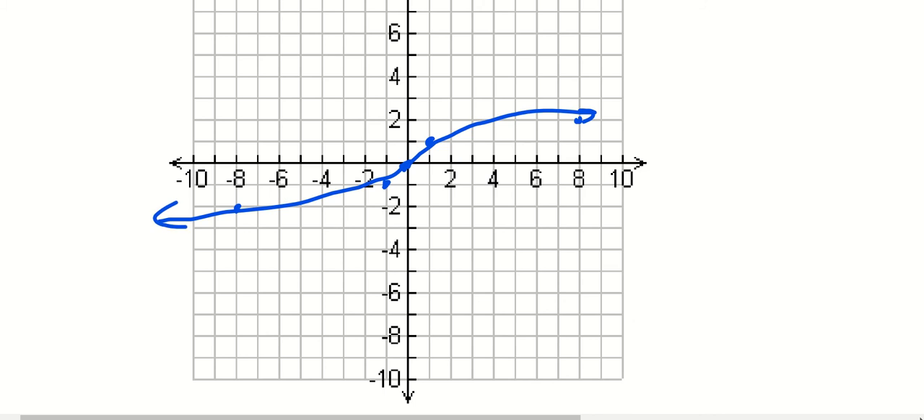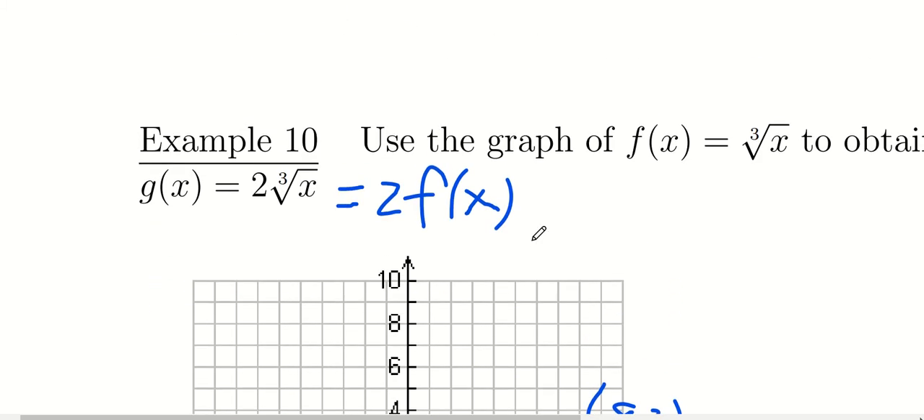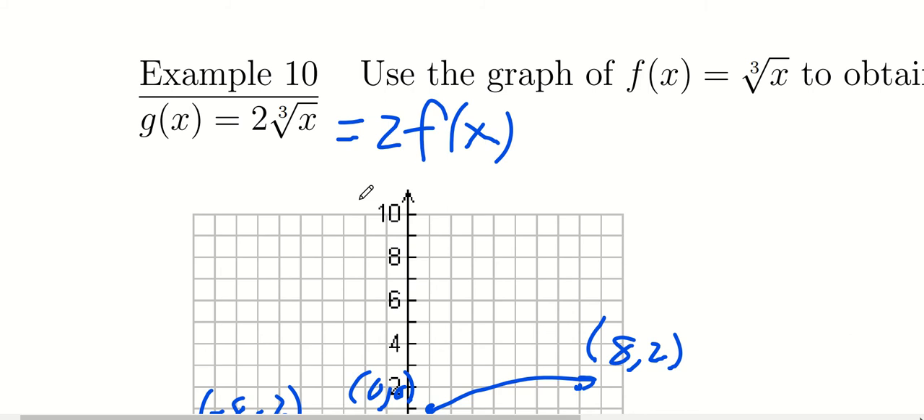And let me highlight a couple key points on the graph of f here. The cube root of -8 is -2. The cube root of 0 is 0. And the cube root of 8 is 2. To graph the function g of x, which is 2 times f of x, all we need to notice is that for every point in g, it's going to have a height exactly twice that of the y value for f.